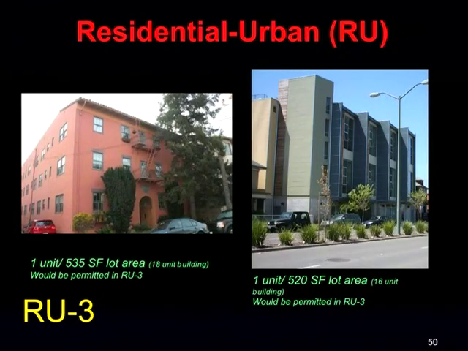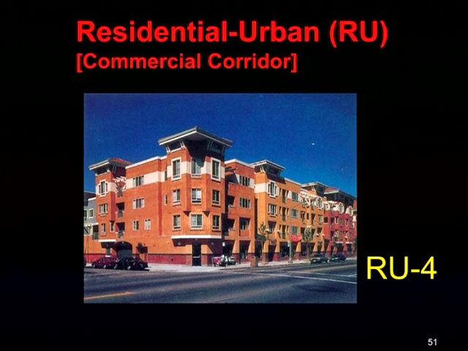The next zone is RU3, which allows 1 unit for every 450 square feet of lot area. So, in other words, if you have a 9,000 square foot lot, you can build 20 units. Buildings in RU3 tend to be 3 or 4 stories, and they may have parking on the bottom floor, as the building on the right does here. Next, we have the RU4 zones.